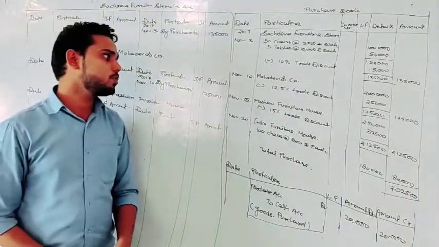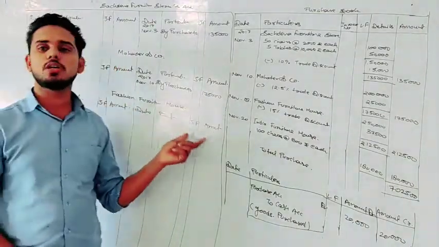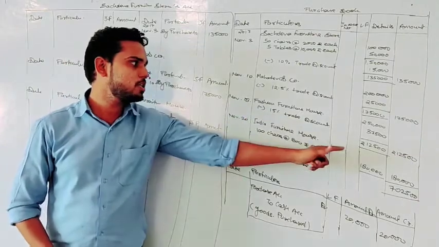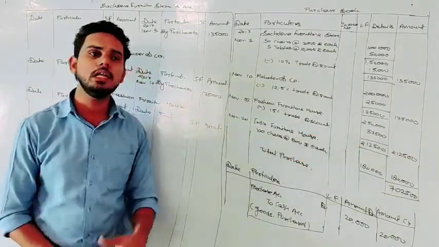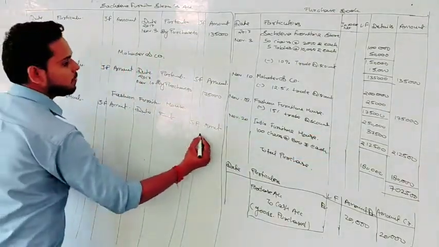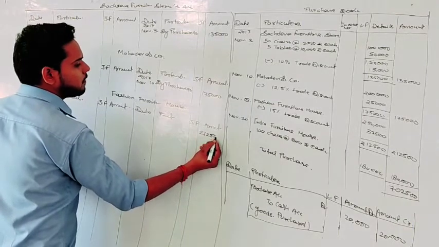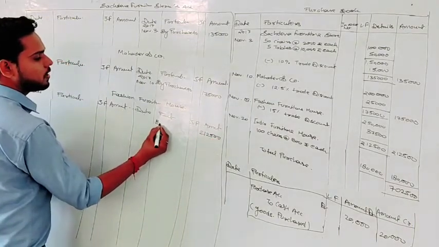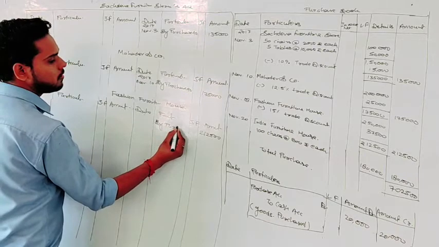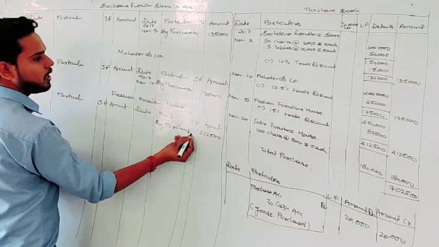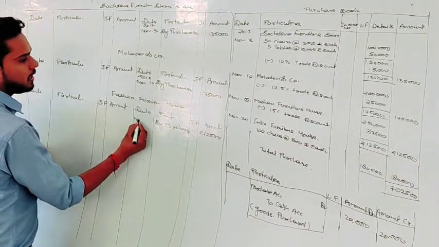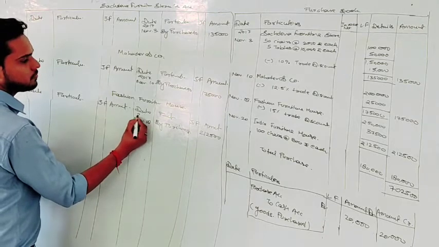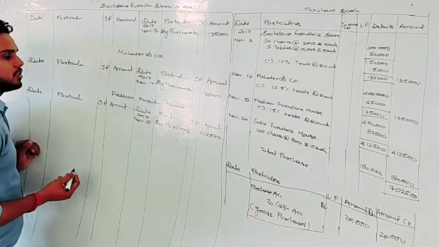For this account also we are preparing Fashion Furniture House account, and the transaction is same. We purchased 2,12,500. So write on the credit side the same amount 2,12,500, and we will write the same thing, "By purchase account". And the date is November 18th. So this is also done.